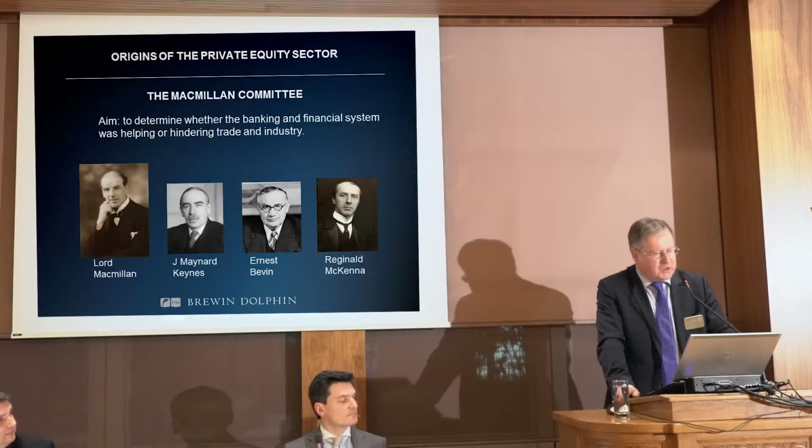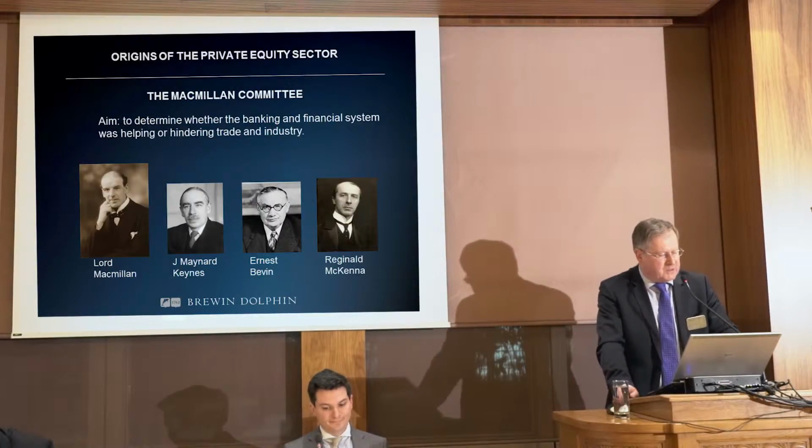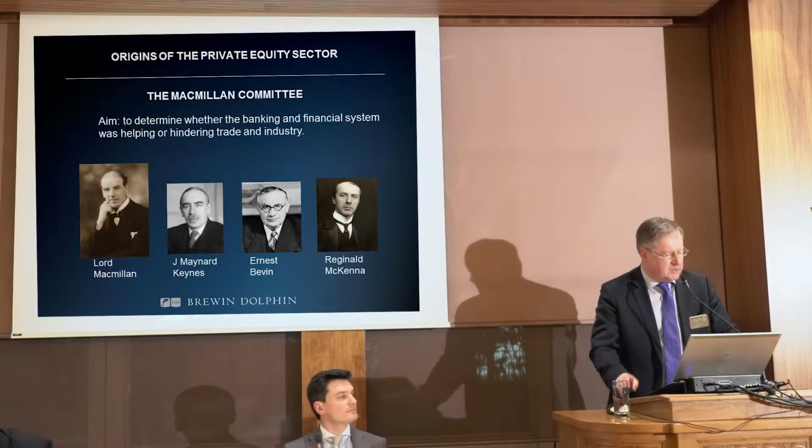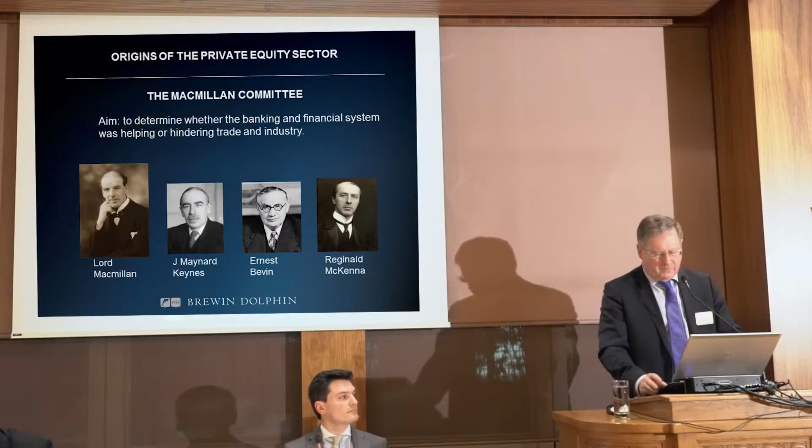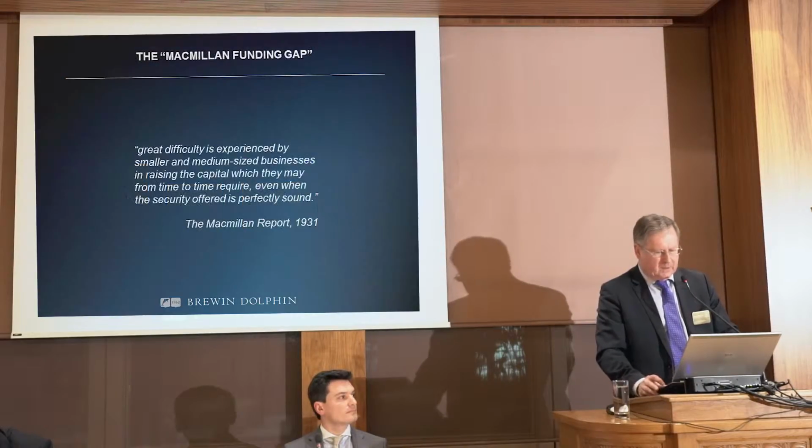And looking at those four gentlemen, there was Lord Macmillan on the left. He was a Scottish judge. He was a member of the Conservative Party. Ernest Bevan, second right, he was a very senior Labour politician. The man on the right, McKenna, he was a Liberal. And Maynard Keynes was the great economist, so that was a pretty powerful little group.